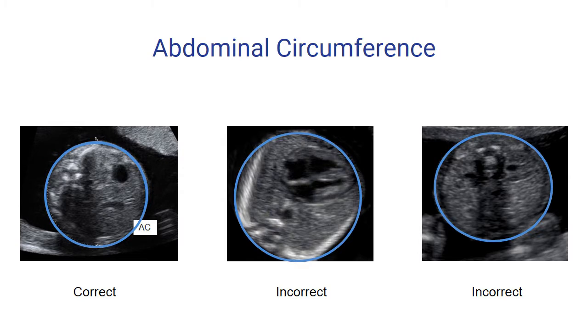When you are measuring the abdominal circumference, the heart and kidneys should not be included in your image. And if you can see the heart in the image, you need to move the transducer caudal, and if the kidneys are in your image, move the transducer cephalic. And you can see in the slide that in the image in the middle, you can see the heart, which is not a good plane of sound, and the other one, the one on the right, you can see the kidneys in it.